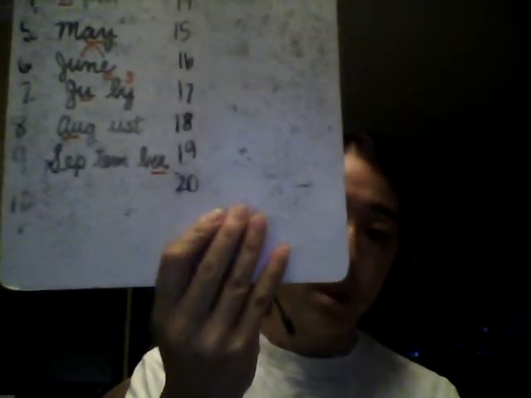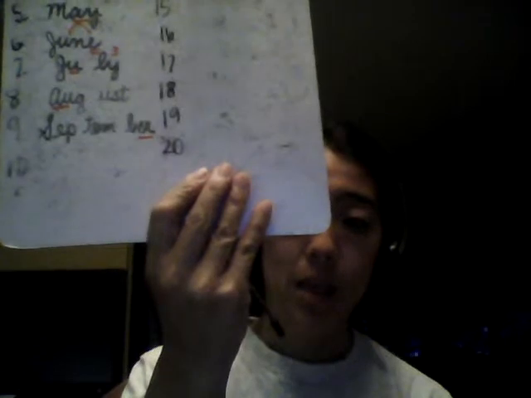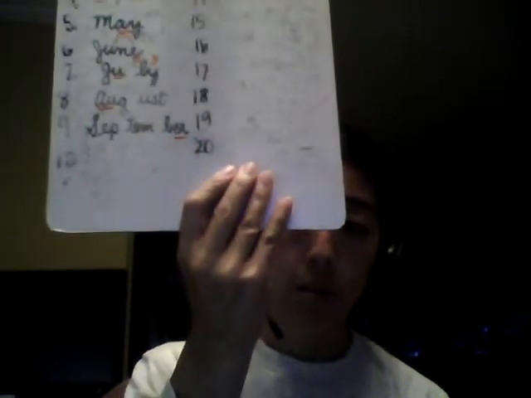Number 9. September. September has 3 syllables. We think to spell S-E-P-T-E-M-B-E-R. Spell out loud with me. September. S-E-P-T-E-M-B-E-R. September. Please write and mark September in your notebook.